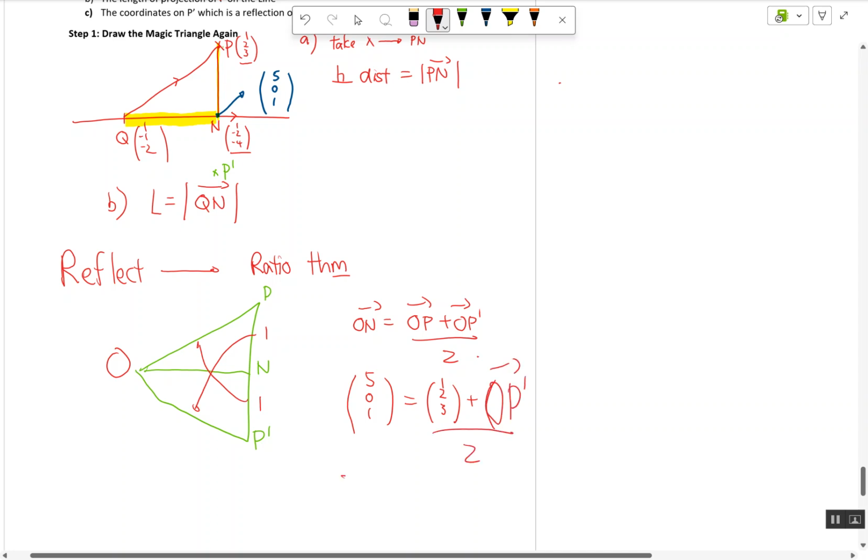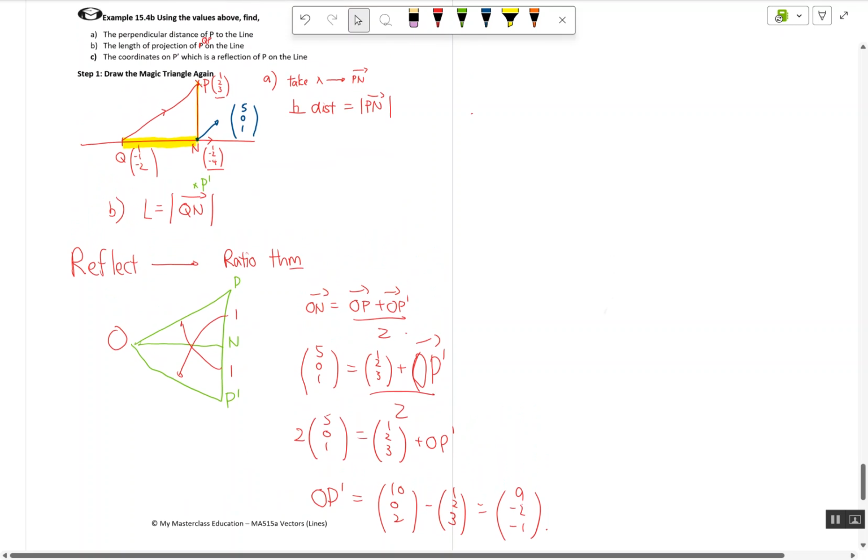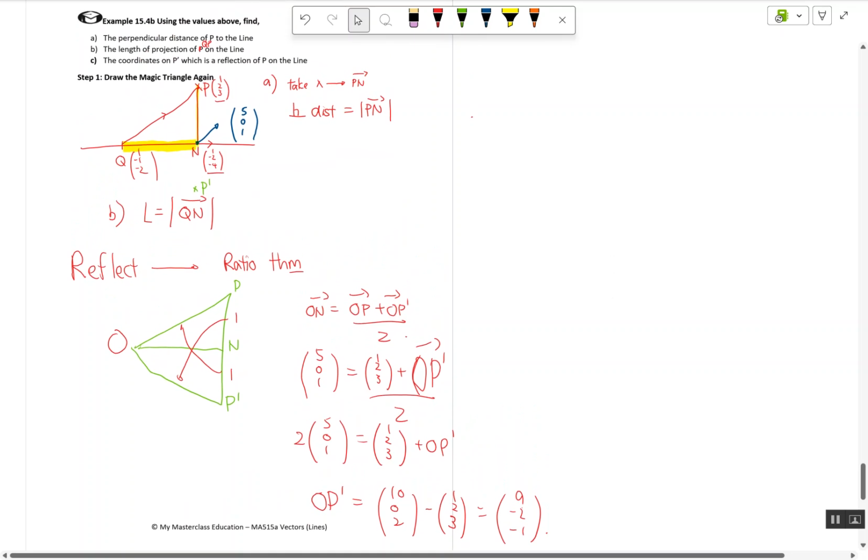Okay, multiply the 2 here, 2 times 5, 0, 1 equals 1, 2, 3 plus OP prime. And then I'm going to just minus off. OP prime is going to be 10, 0, 2 minus 1, 2, 3, and I'm going to get the answer 9, negative 2, negative 1. Okay, so that's the coordinate of the reflection.